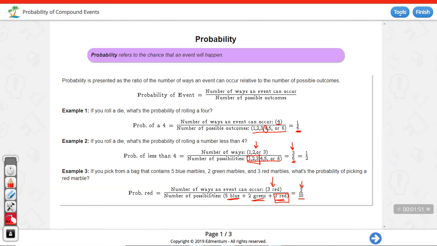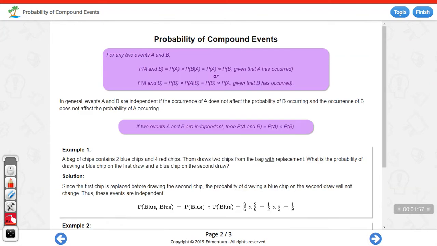Now, that's basic probability, and that's not compound probability yet. Compound probability is when I take this and combine it with another event. All right, so for any 2 events, A and B, the probability of A and B is such that we multiply. And the key thing that we're talking about here is that we are multiplying the 2. This is actually going to talk about independent and dependent events.